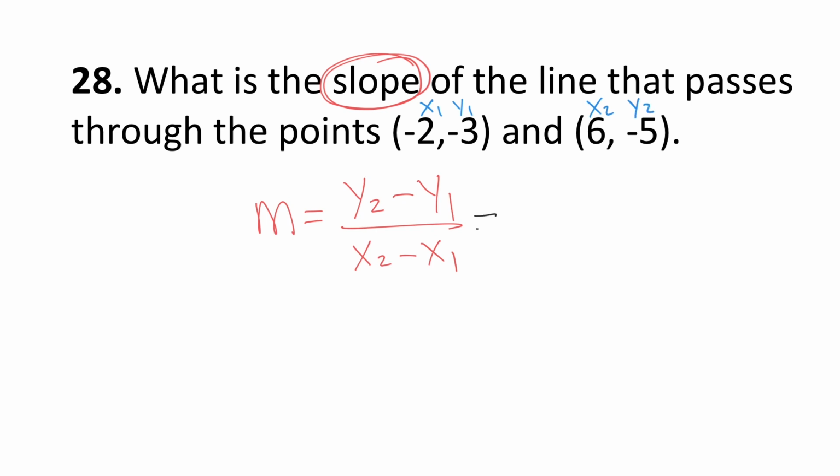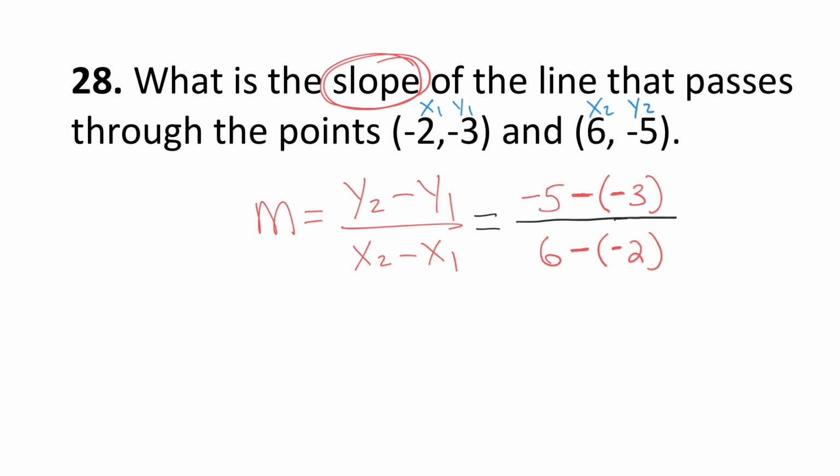So I'm going to substitute into the formula. y2 is -5. I'm looking at the second point. There's the y2. So that's going to be -5 minus the y1, and notice the y1 is also negative, so I'm going to have to use parentheses. So parentheses, -3. On the bottom, you are going to use the x. So x2 is 6, so I'm going to have 6 minus, and the x1 is -2. So you are going to have the parentheses with the -2 inside.